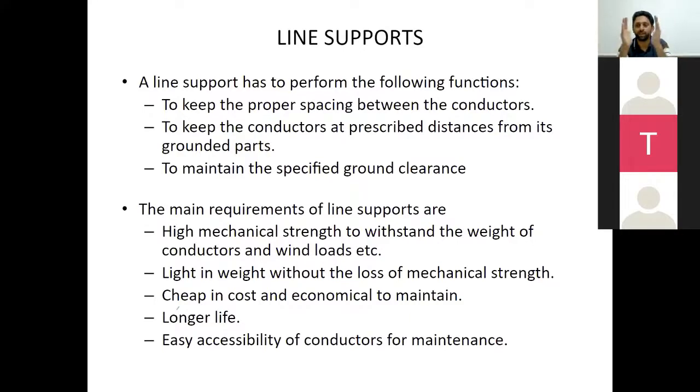If two lines are closer, there will be flash, an arc will happen between the lines. So the lines must be at proper distance. The arms of the tower will give you this distance between the lines. That is one application, one use: keep proper spacing between conductors.